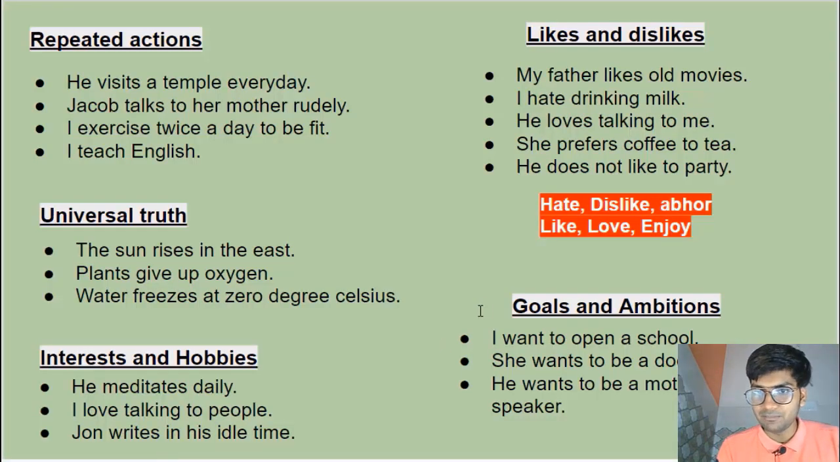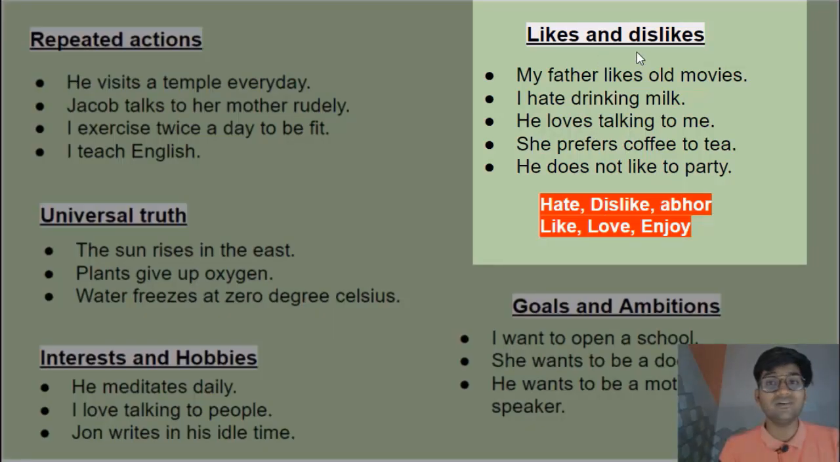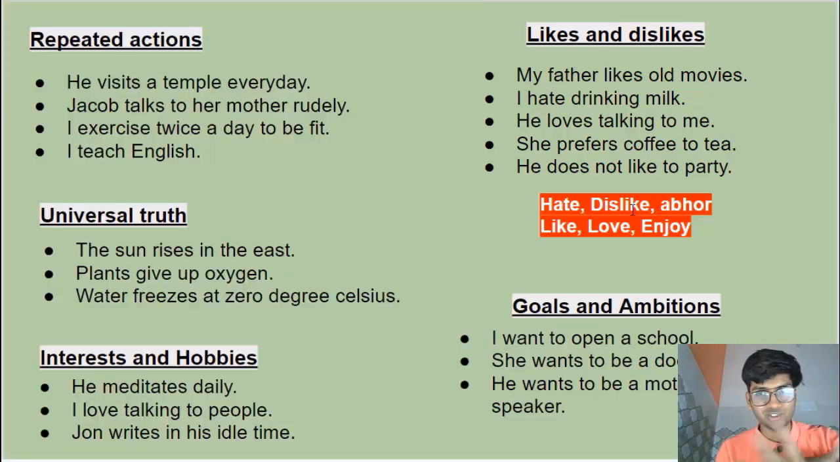Okay. Point number four, likes and dislikes. Whenever you talk about what you like and dislike, right, use present indefinite tense. Look at these examples. My father likes old movies, right? I hate drinking milk. He loves talking to me. She prefers coffee to tea. He does not like to party. So all these sentences are talking about likes and dislikes, right? If you're talking about something that you like, use words such as like, love, enjoy. And if you're talking about something that you do not like, use words such as hate, dislike, and abhor. Okay. So whenever you want to talk about your likes and dislikes, use present indefinite tense.